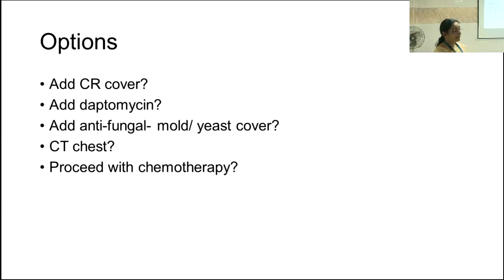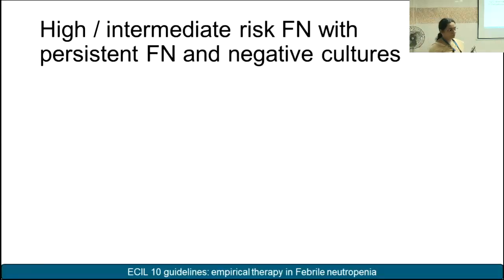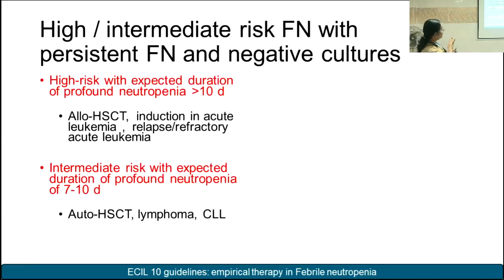You want to do antifungal and CT chest. Okay, all of us would at least do that much, isn't it? Okay, so there are 2 ways of looking at it. You would still get a repeat culture because this patient has stayed outside in some hospital, so you would get a repeat culture. So what happens in these high or intermediate risk?